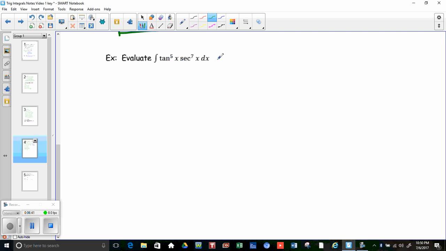So I am thinking that we're going to start off with the idea that this is going to become tangent to the fourth x, secant to the sixth x, and then we'll separate off that tangent and secant, which should lead you to believe that we're going to use secant x as our u substitution. That way we can get rid of this tangent secant here.